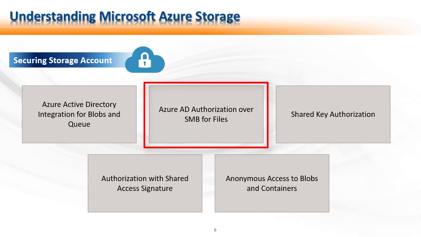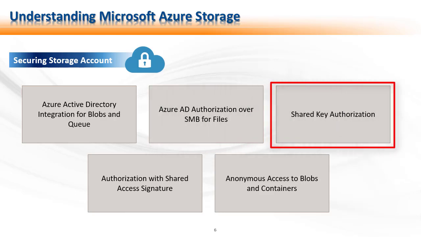Then we have the Azure AD authorization over SMB for Azure Files. We can use the Azure AD ID for accessing Azure Files as it uses the identity-based authorization over SMB, which is the Server Message Block, through the Azure AD. The third one is the authorization with the shared key. Azure Blob, Queue, Tables, and Files also support authorization with shared key. There are two keys that are created, which are primary and secondary keys, and either of them can be used to have complete access. The request header is signed using that shared access key.